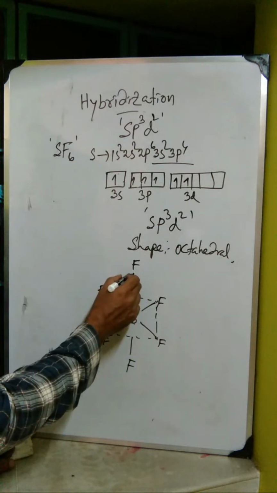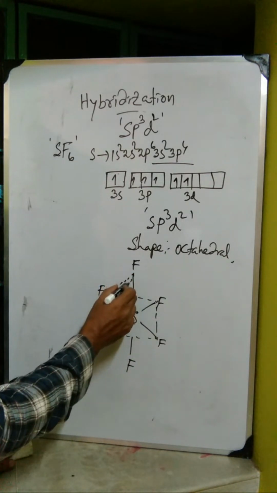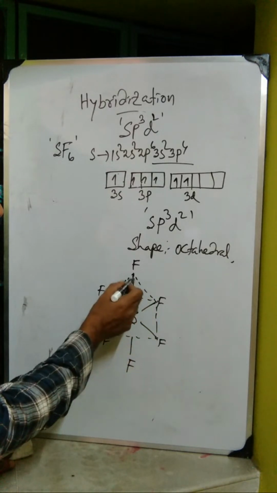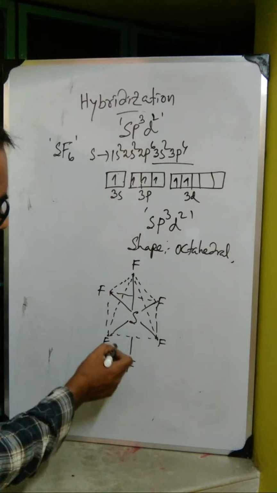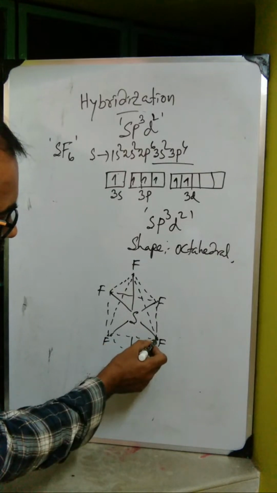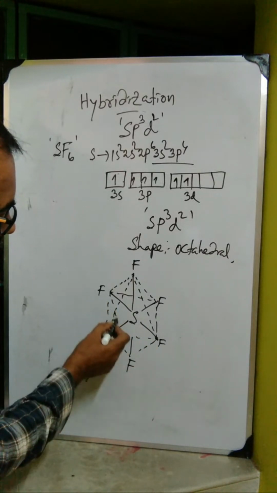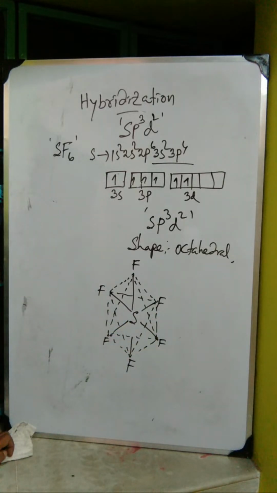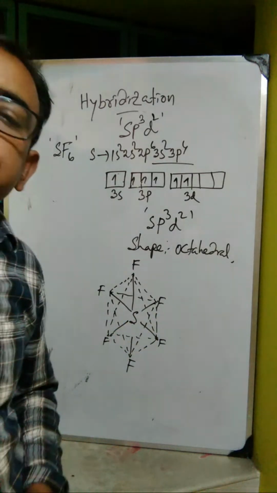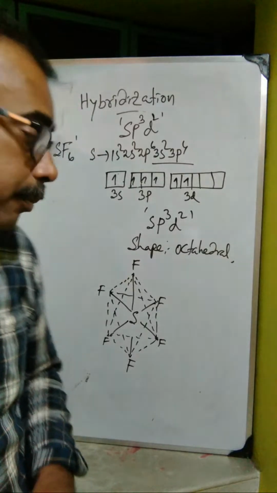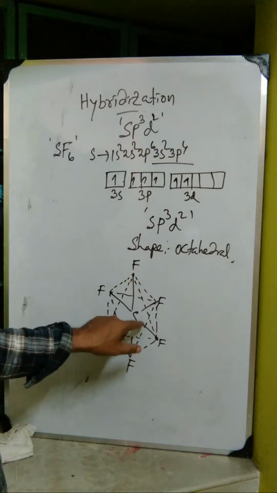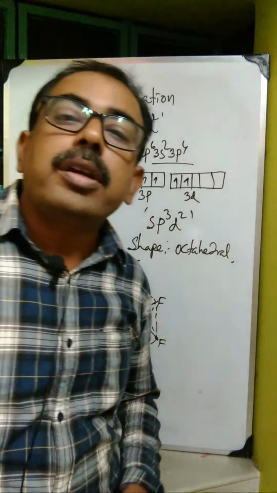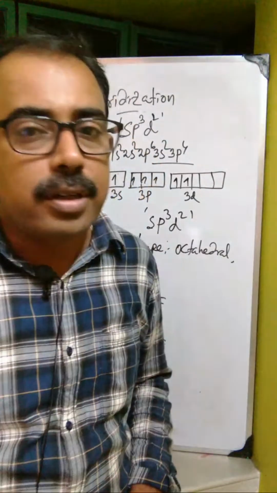Now we draw this. यहाँ पर एक टेट्राहाइड्रल होता है और नीचे भी एक टेट्राहाइड्रल होता है, तो दोनों मिला के octahedral. So this is the octahedral shape of sulfur hexafluoride, where all the bond angles are 90 degree. Okay, so in sulfur hexafluoride, all the bond angles are 90 degree.